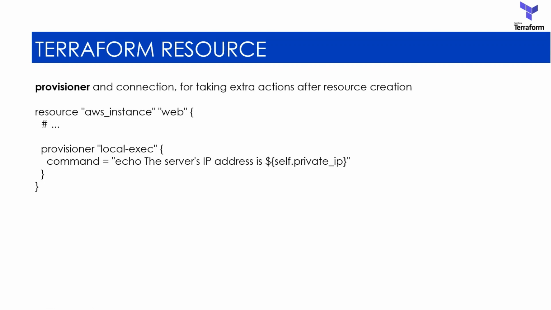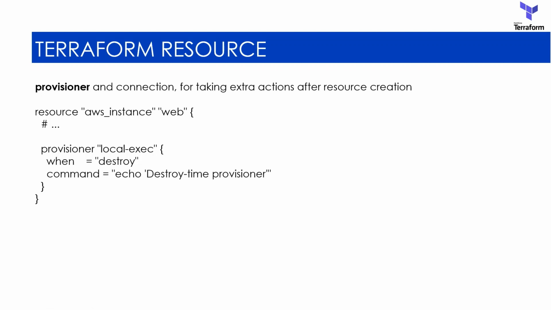After that, we have a provisioner and connections for taking extra actions after resource creation. For example, if a resource is created and you want to execute some command, like copying a file from a local server to a remote server or doing something like that. So in provisioner, you can use local or remote exec, which is just a command, and that command will be executed either locally or on a server, as we define.